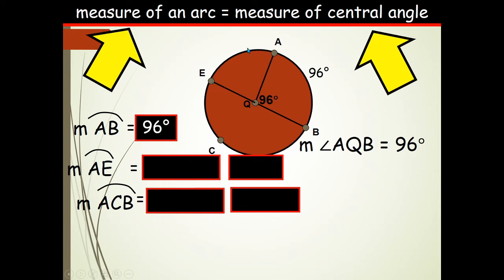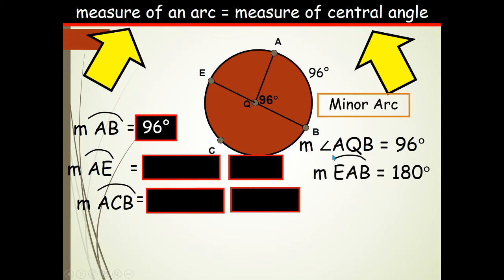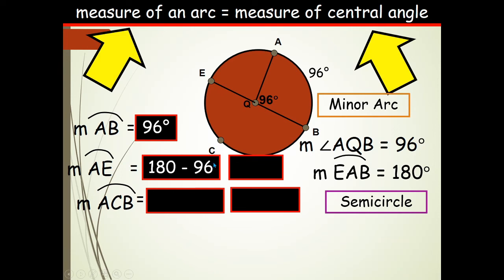We are referring to this, arc AE. Now, arc AE is part of a semicircle. Diba? Arc EAB is a semicircle that measures 180 degrees. So, if we will look for arc AE, what are we going to do? Okay, we'll subtract it from 180. Therefore, the measure of arc AE is equivalent to 84 degrees. Diba?